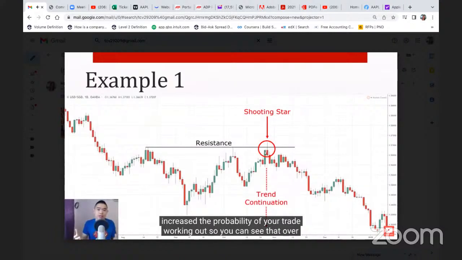This actually increased the probability of your trade working out. So you can see that over here, right? Shooting star occurred at resistance in a downtrend, okay? And the market did continue to slide lower.